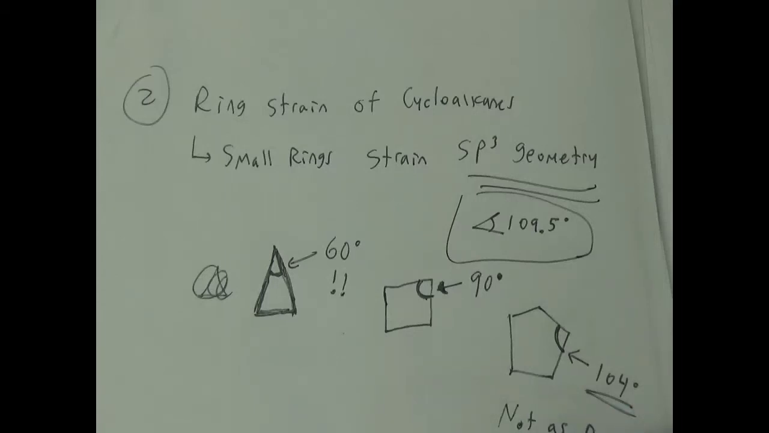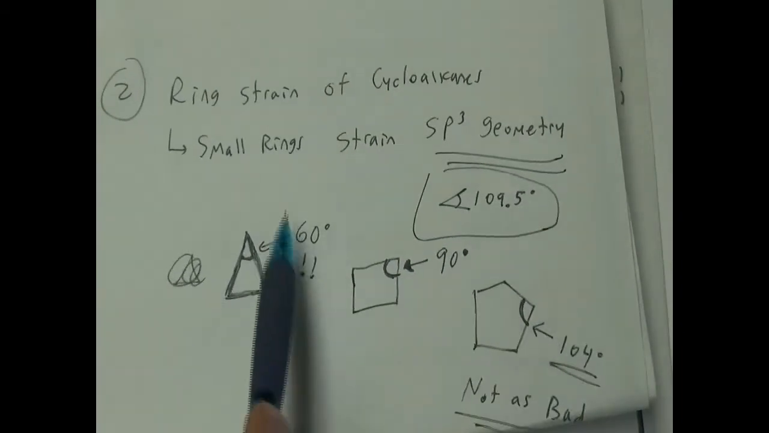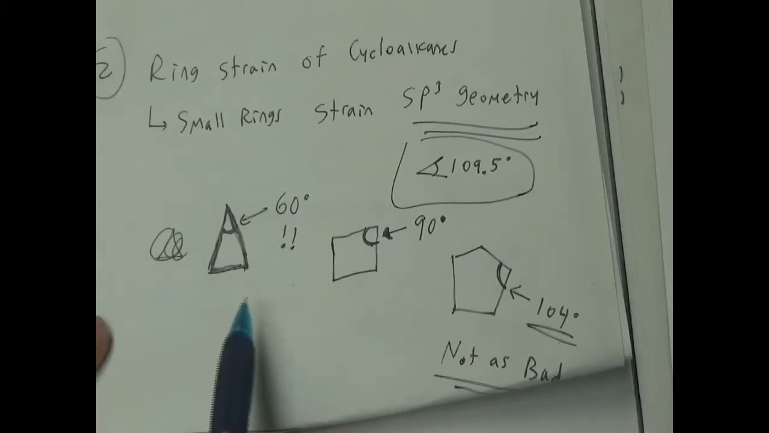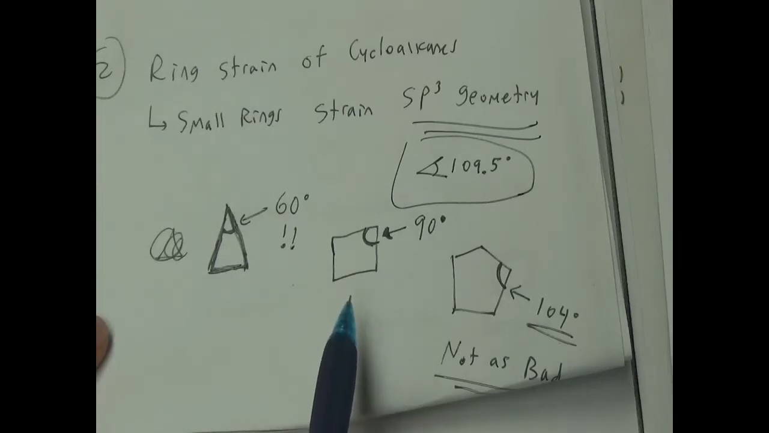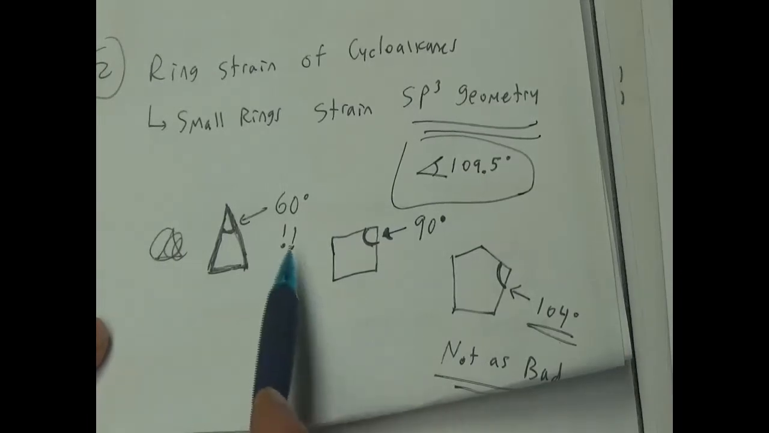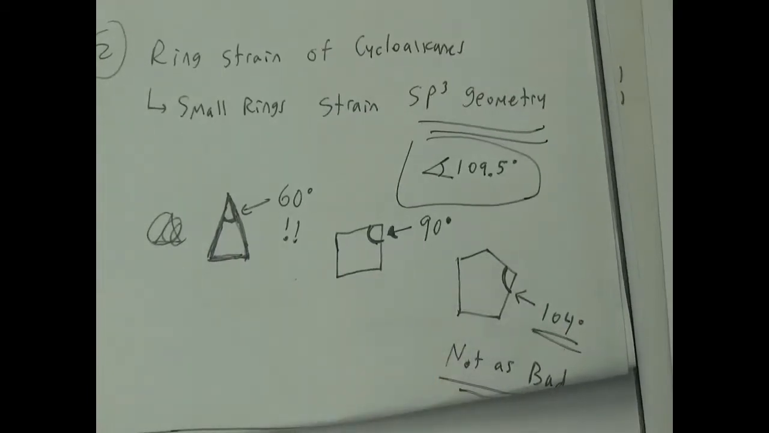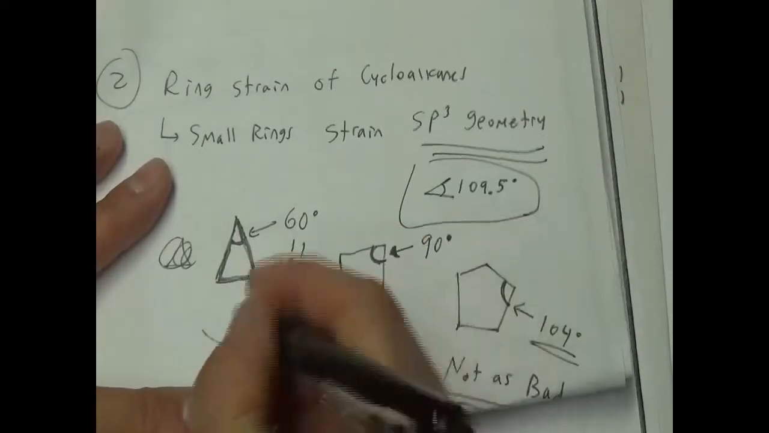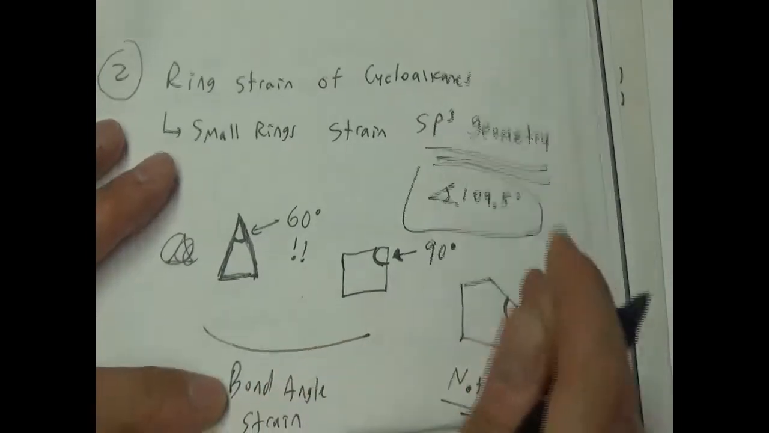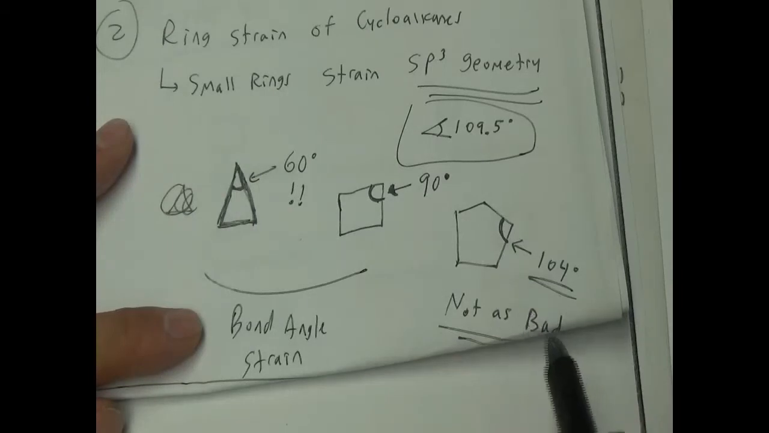Hey everybody, continuing chapter 4, which is cycloalkanes. This was some of the last stuff we talked about, the ring strain of cycloalkanes, and how, of course, cyclopropane versus cyclobutane were pretty strained due to the small bond angles, right? There's a lot of bond angle strain here. And we'll show the structures of those in a bit. Cyclopentane was not as bad.